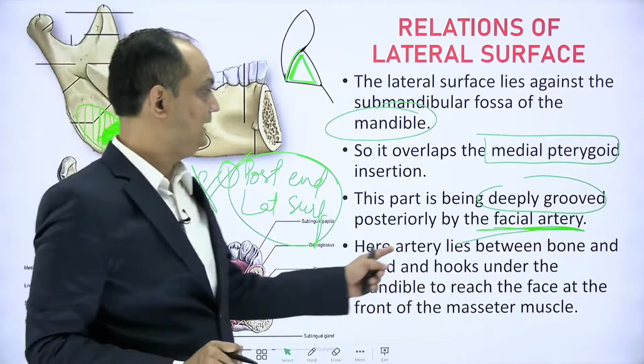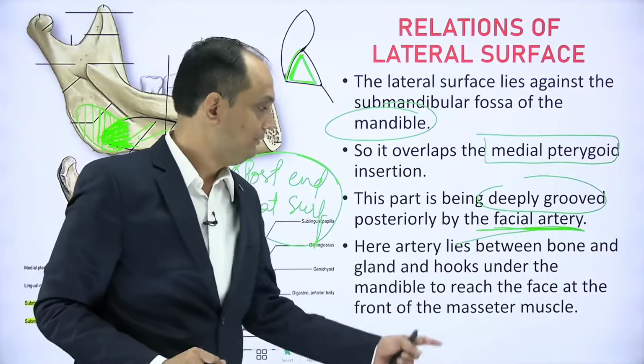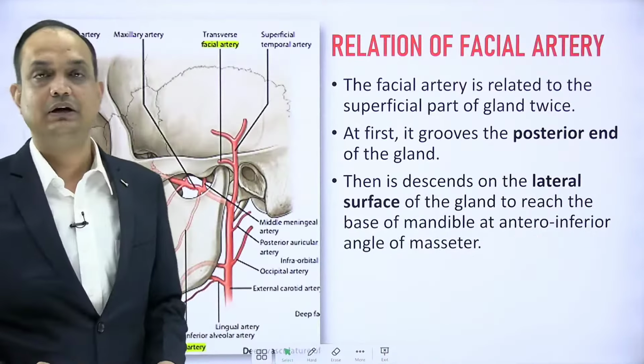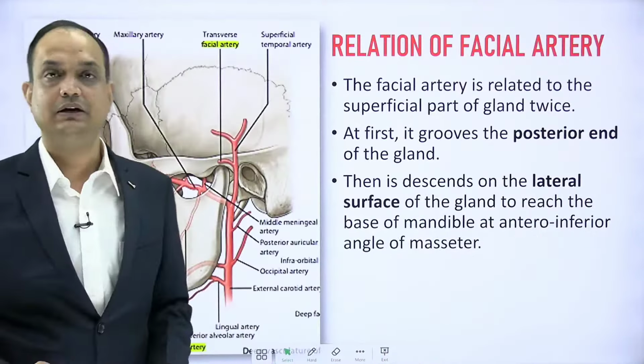Here the artery lies between the bone and the gland, and it hooks under the mandible to reach the face at the front of the masseter muscle. So, we will discuss this. Now, in this diagram you can first understand the origin of the facial artery. This is the external carotid. From the external carotid you have the origin of the facial artery. Now, here you can see that it is making a loop.